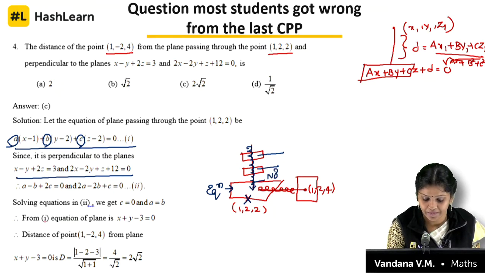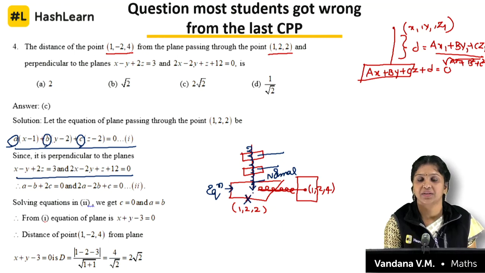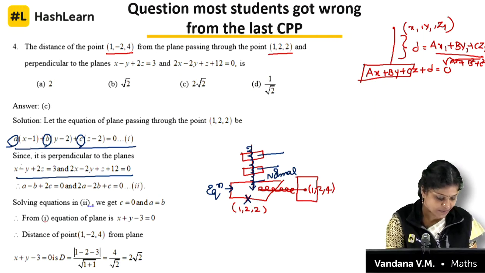This is the normal. If you want to write the equation of a plane, you must know the perpendicular, that means the normal DRs, and the point it is passing through. So, perpendicular means here it is perpendicular to the given planes. That means it has to satisfy those conditions. Just substitute the values.